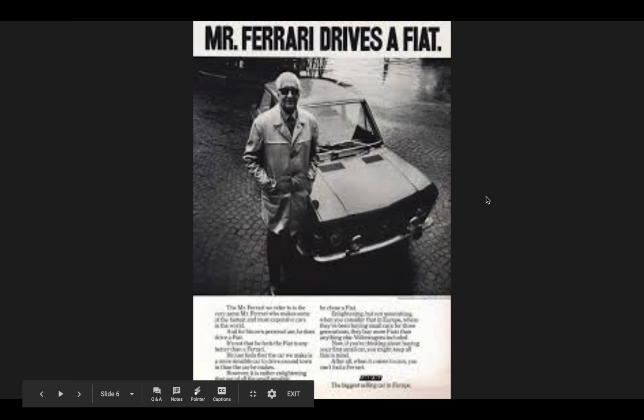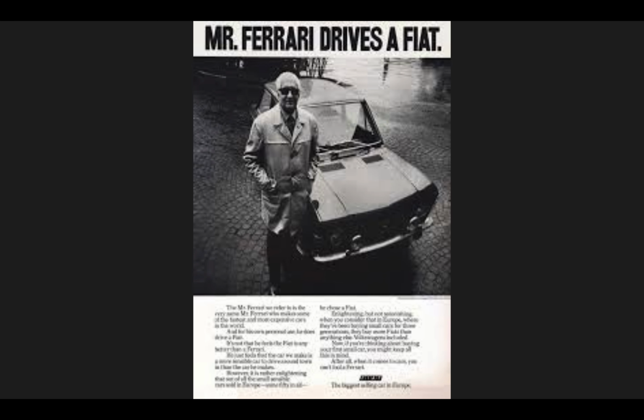Now, in order to understand this ad and its purpose, you have to understand a little bit about Ferraris and Fiats. So Ferrari is traditionally the coolest, fastest European car that comes from Europe to us. But Fiats, back when this ad was made, were trying to challenge Ferrari as the cool car, right? From Europe. They both come from Europe.